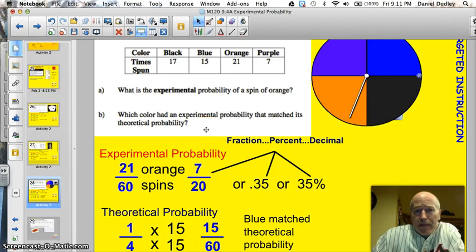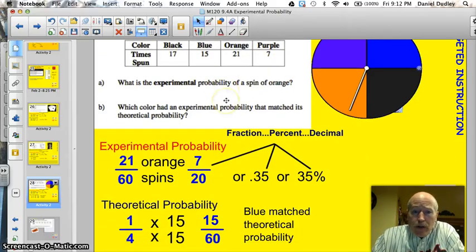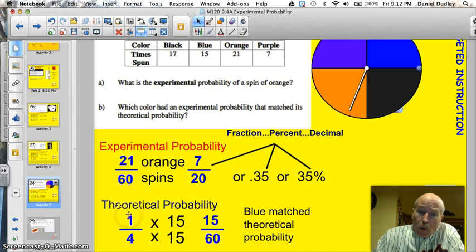All right, what's question B? Which color had an experimental probability that matched its theoretical probability? So now we have to think about which one of these numbers was at 25%. Well, what I do is I just take the theoretical probability. It's a 1 in 4 chance. Now, what do I have to multiply that denominator by to get to 60? Well, 15. So I multiplied 4 times 15 to get to 60. And whatever you do to the bottom, you have to do to the top. So I multiplied the numerator by 15 too. And I found out that 1/4 is equal to 15/60.